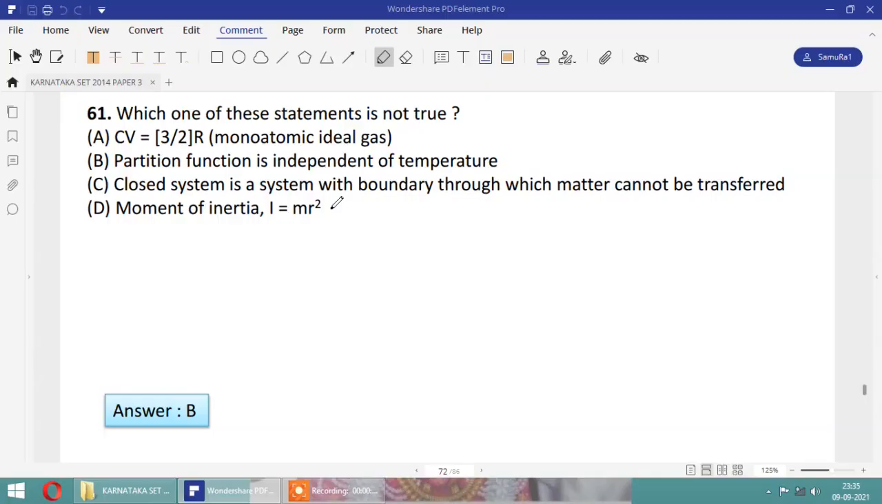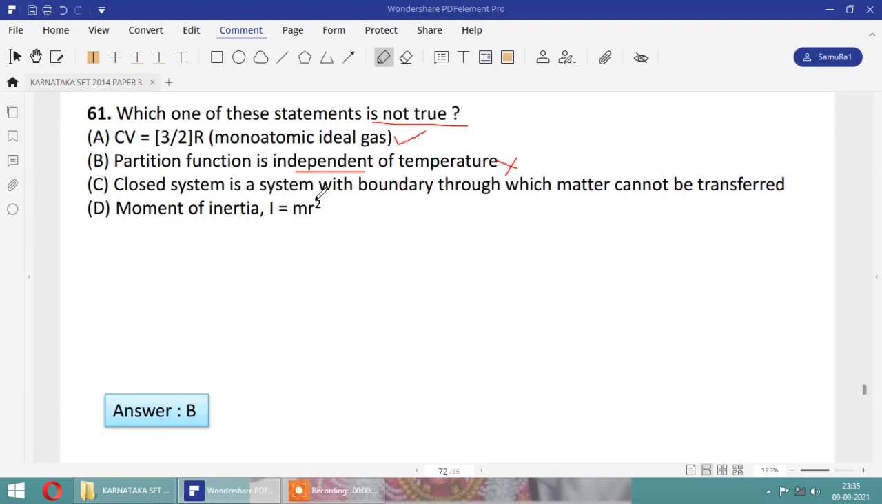Question number 61. Which of these statements is not true? Cv equal to 3/2 R for a monoatomic gas. Yes, it is true. Partition function is independent of temperature. No, it is wrong, because the partition function is dependent on temperature. So this one is a wrong statement.